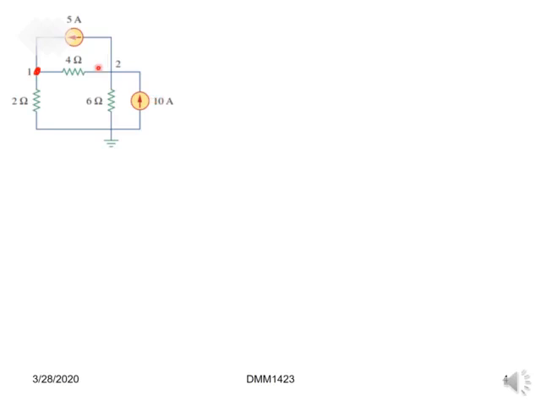So this is the first node. Then we determine the second node, which in our case is node 2. This can be identified as the second node because there are 4 elements connected at this point: the 4 ohm resistor, the 6 ohm resistor, the 10 ampere current source, and the 5 ampere current source.